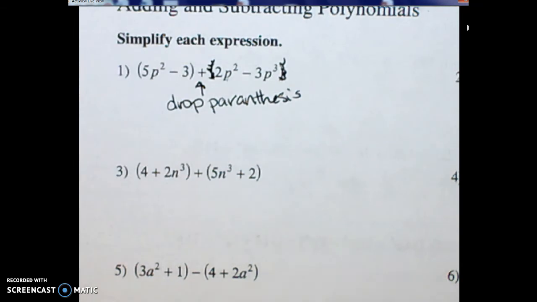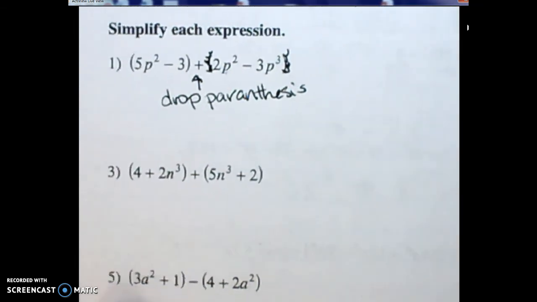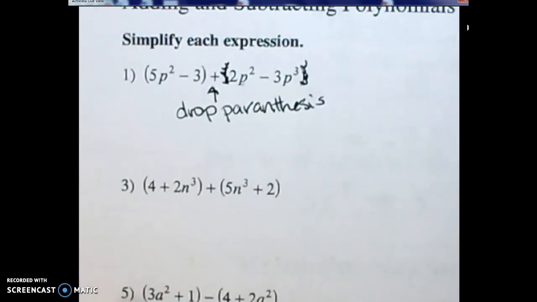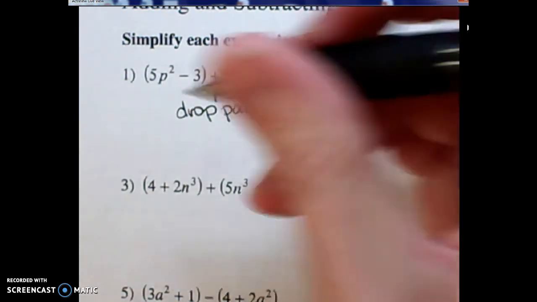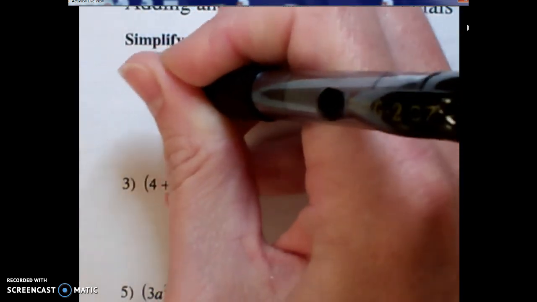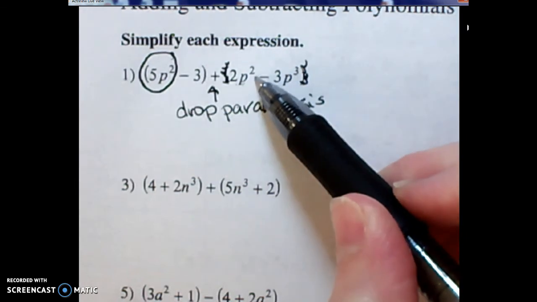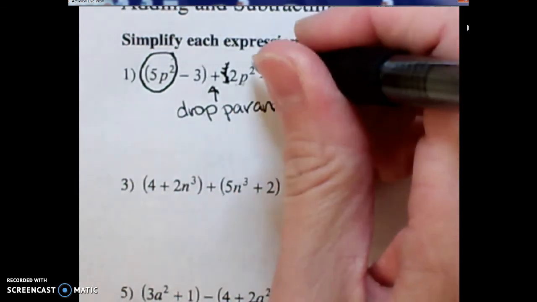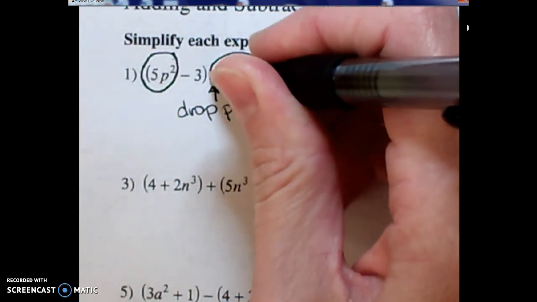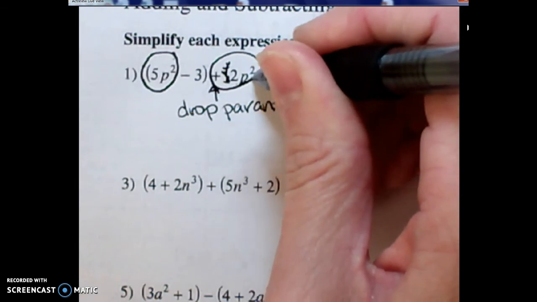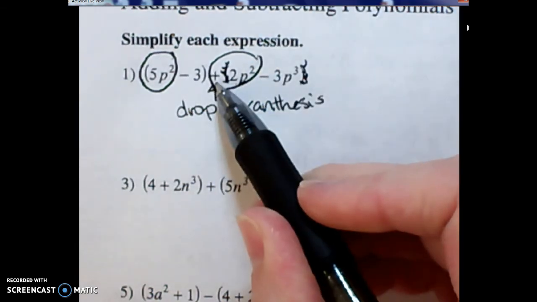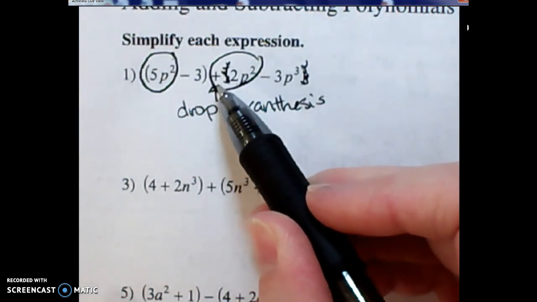So what we're going to do as we work through these problems, each item I come across in my problem I'm going to circle, and then I'm going to go through it and see if there's a like term that matches up. So the first item I have here is a 5p squared. So I'm going to look through, do I have any other p squareds? Yes, I do. I have 2p squared in that second parentheses. So I'm going to circle my like term. I'm also going to circle the symbol that sits in front of it. So in this case, it's a plus. And that's all I'm doing. I'm combining them, I'm adding them.